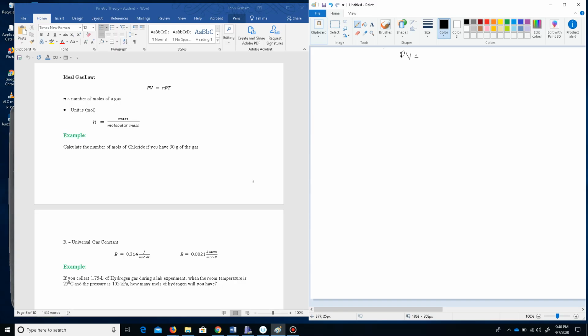Right, and so we're going to start with first this PV equals nRT. And we're going to start with looking first at what this n is. n is the number of moles of a gas and is equal to the mass over the molecular mass.